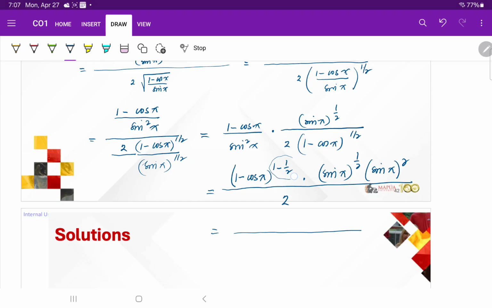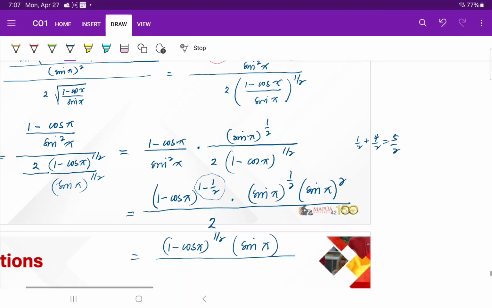So if you simplify, 1 minus 1/2 is 1/2. So we have 1 minus cosine x to the 1/2. And this gives us sine of x to the 1/2 plus 2. 1/2 plus 4 over 2 is 5 over 2. What happened? We did something wrong again. Hold on. Because you have 1 minus cosine x over sine square over 2 times 1 minus cosine x to the 1/2 over sine x to the 1/2.